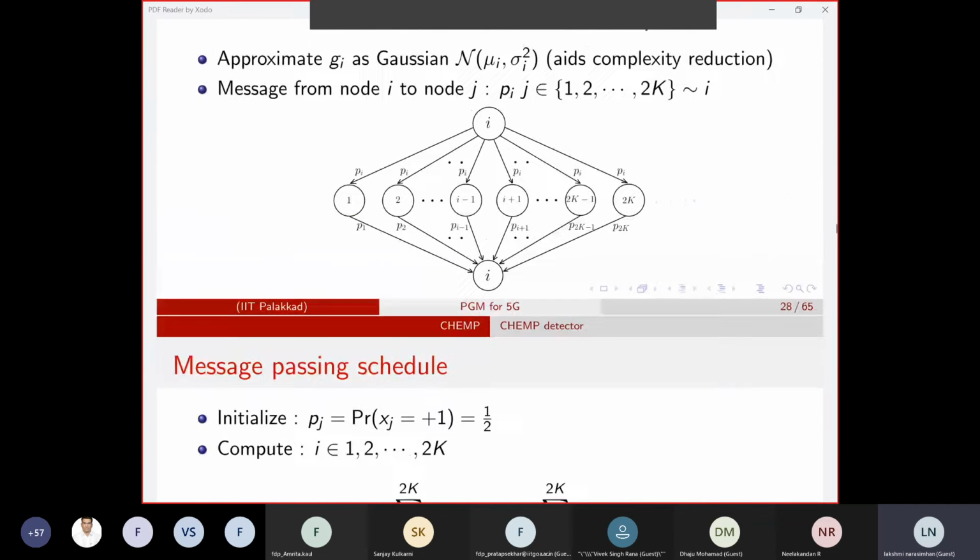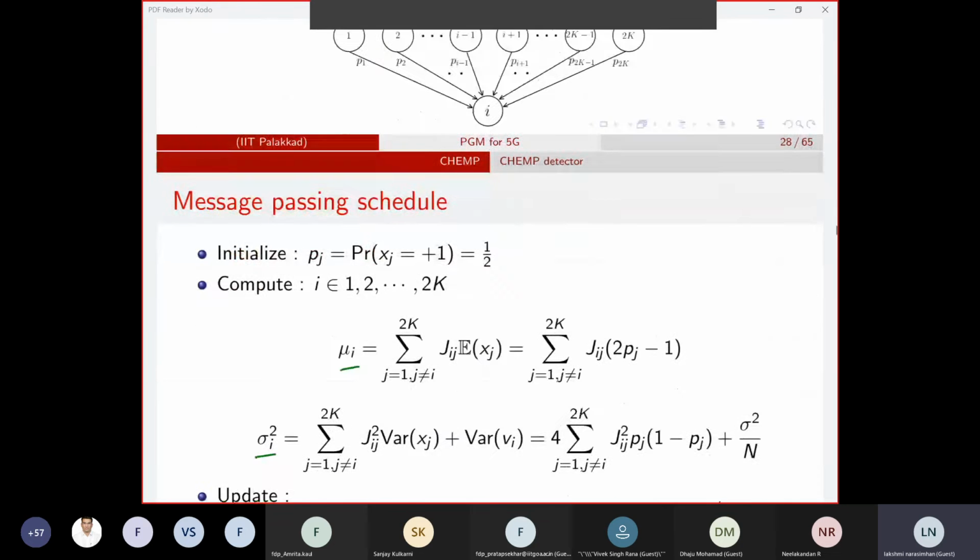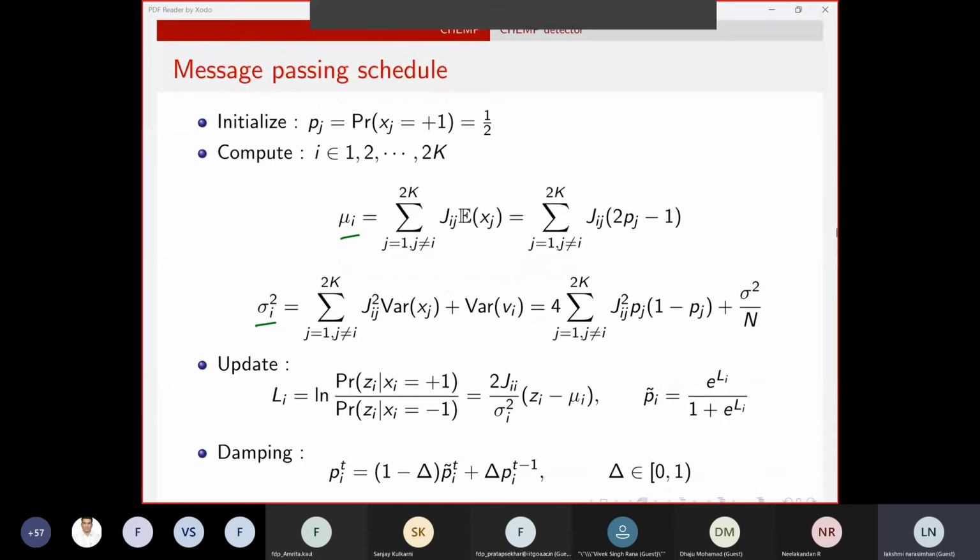The interesting aspect is, I think this example I've written only for x_j equal to plus or minus 1. This particular example is not for any constellation. It is only for the 4-QAM constellation, where the real and imaginary parts of the individual symbols are just plus or minus 1. So if we need to find the mean, then the mean of these is nothing but 2p_j minus 1, where p_j is the probability that x_j is equal to plus 1.